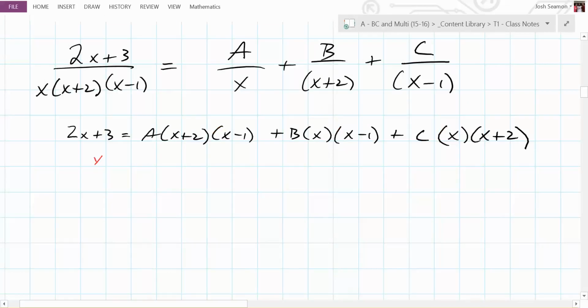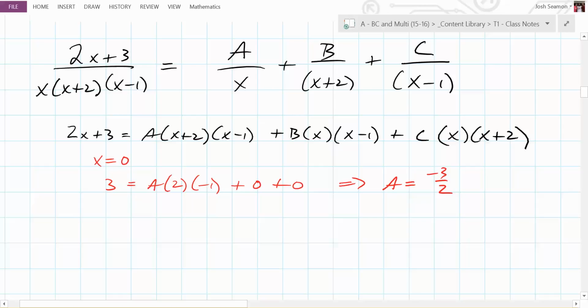Magic number time. X equals 0. Look what happens. You end up with 3 equals a times x plus 2 times x minus 1. And I'll plug in the 0, so sorry. 2 times -1 plus 0 plus 0. Nice. So what does that tell you a equals? Hey, look at that. We found a.